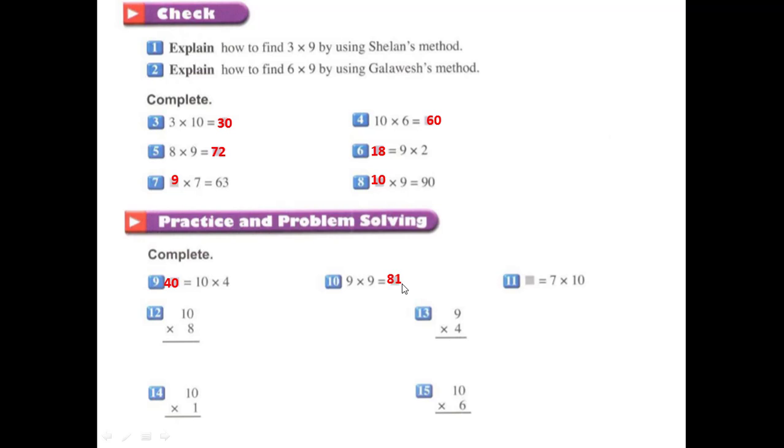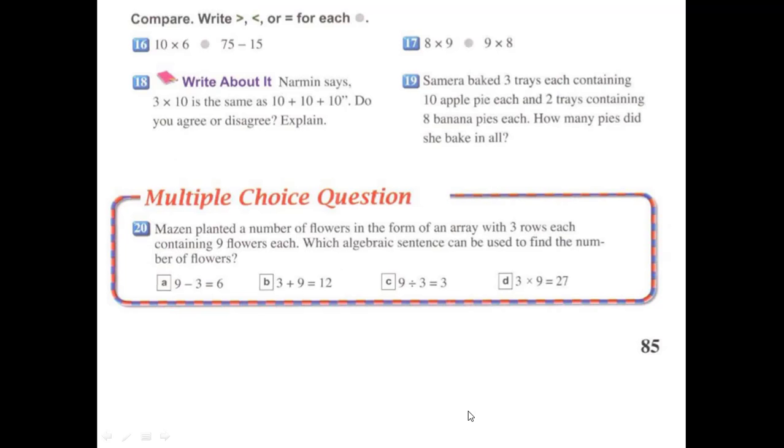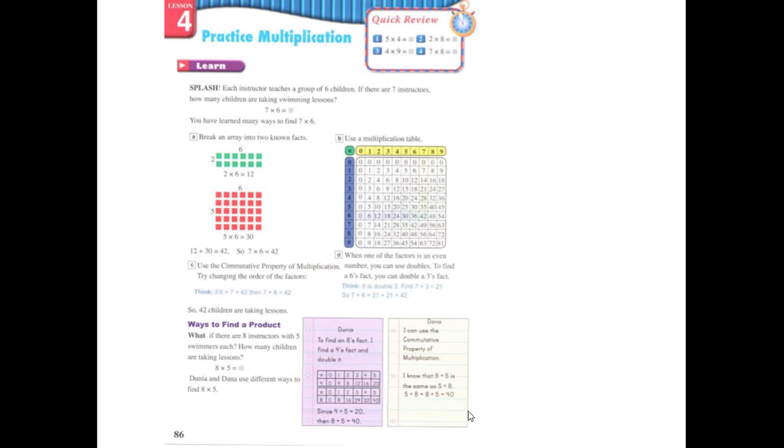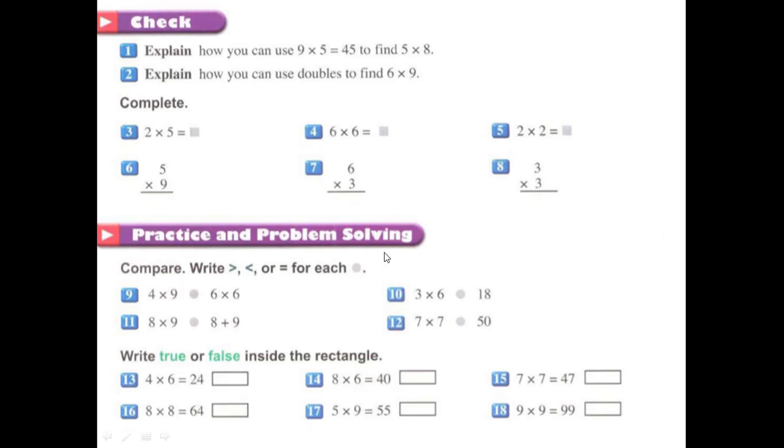9 times 9, 81. 7 times 10, 70. 10 times 8, 80. 9 times 4, 36. 10 times 1, 10. 10 times 6, 60. Okay, it's all about multiplication again. 2 times 5, 10. 6 times 6, 36. 2 times 2, 4. Okay, now write greater than, less than, or equal for each the small circle.